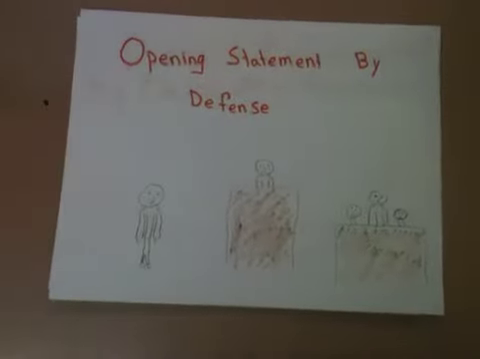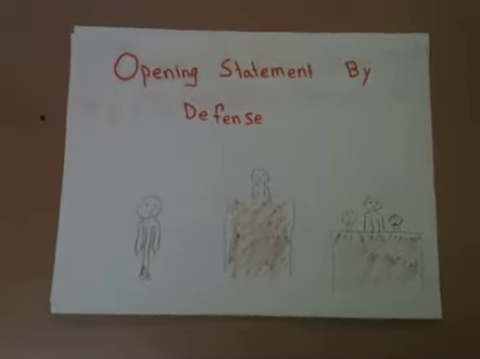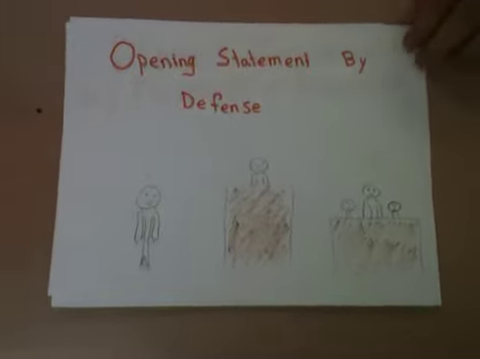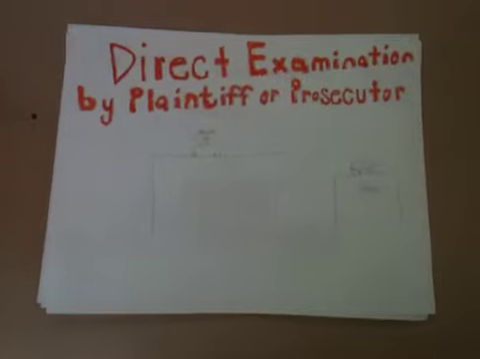Next one is the opening statement by the defense. Basically what that is, the defense tries to convince the jury the person is not guilty of the crime that they're being convicted with. Next one is direct examination of plaintiff or prosecutor.